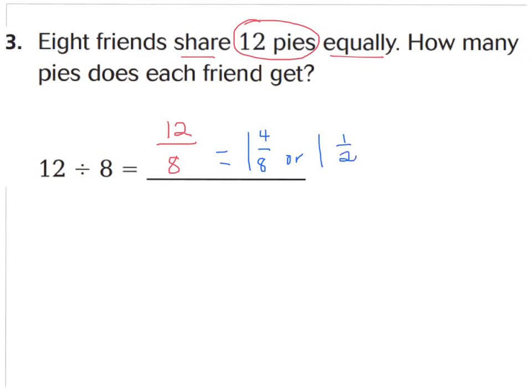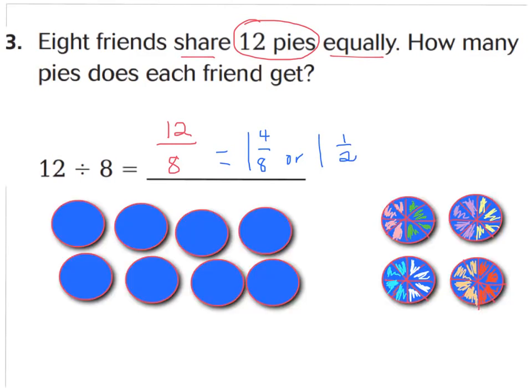And let's talk about why. Here's the picture. Okay, so here's the model that I created. I went ahead and made 12 pies. 1, 2, 3, 4, 5, 6, 7, 8, 9, 10, 11, 12. Now we can assume that each person gets 1 whole pie because there's 12 pies and there's 8 people, and that's where we get our 1 whole. Now you can see that we have 4 pies left over. We want to share them with 8 friends, so I cut them into 8ths.